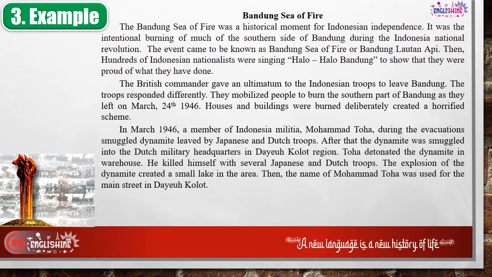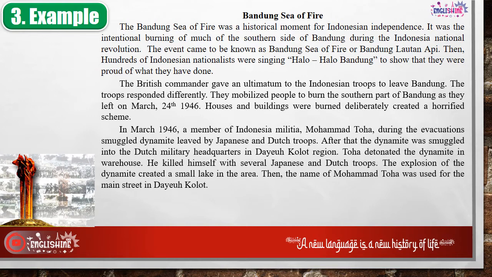The third paragraph is, in March 1946, a member of Indonesian militia, Muhammad Toha, during the evacuation smuggled dynamite left by Japanese and Dutch troops. Pada bulan Maret 1946, seorang anggota milisi Indonesia, Muhammad Toha, selama evakuasi menyelundupkan dinamit yang ditinggalkan oleh pasukan Jepang dan Belanda. The dynamite was smuggled into the Dutch military headquarters in Dayeuhkolot region. Dinamit itu diselundupkan ke markas militer Belanda di wilayah Dayeuhkolot.